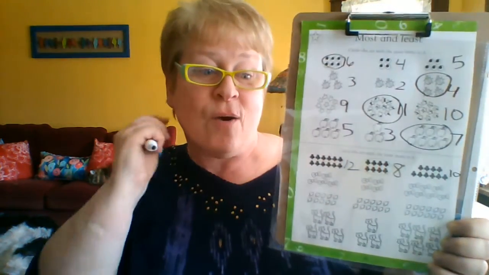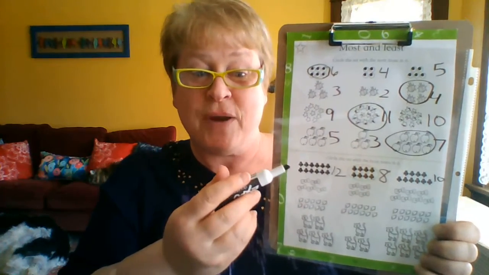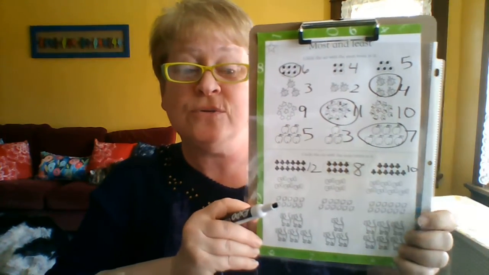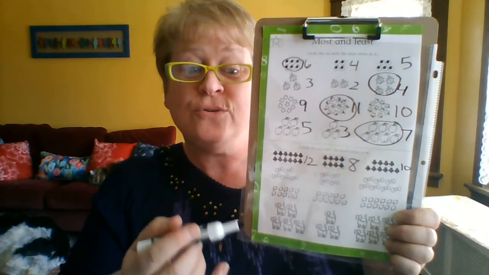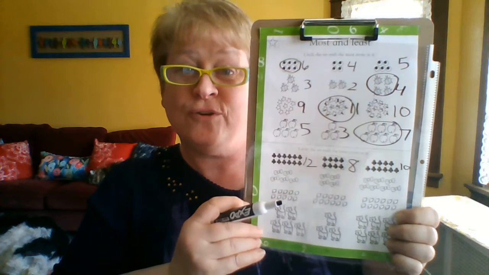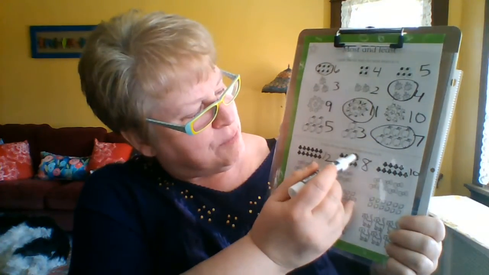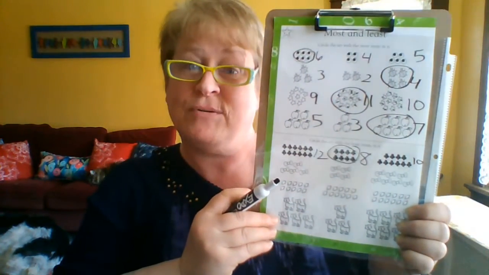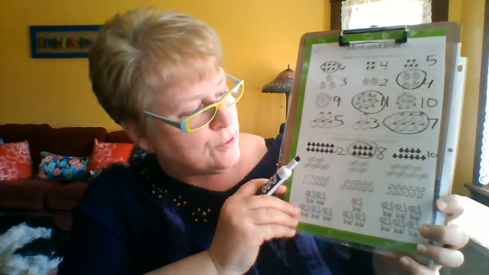All right, so I knew that this one was probably the most, but we want the one that has the least. And if we're counting 1, 2, 3, 4, 5, 6, 7, 8, we come to 8 first. 8 is the smallest number of the 3 numbers. So 8 is the picture that has the least amount of the objects in the group.